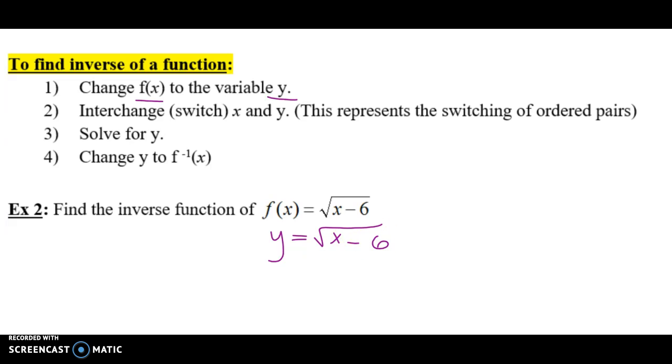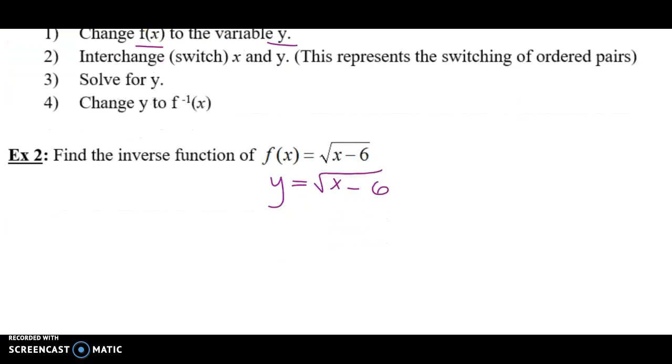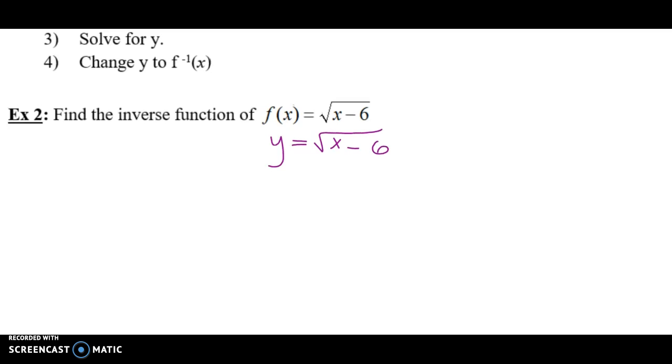Okay, step 2. Switch the variables x and y, and only the variables x and y. So now I'm going to rewrite this as x equals the square root of y minus 6. Notice the square root didn't move. The minus 6 didn't move.